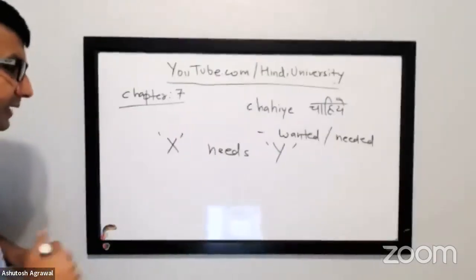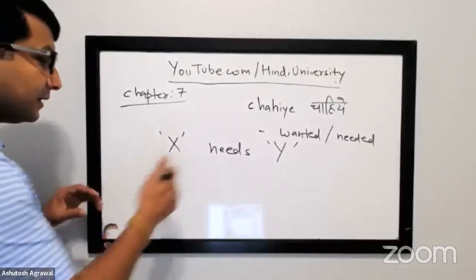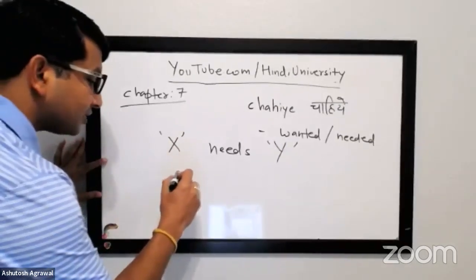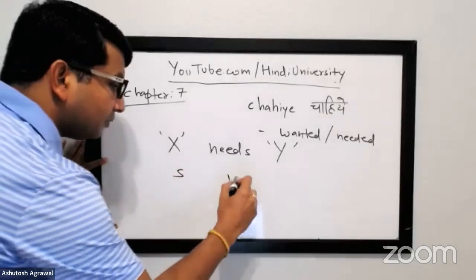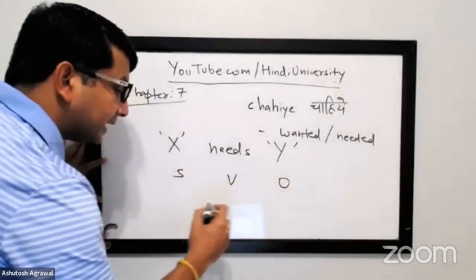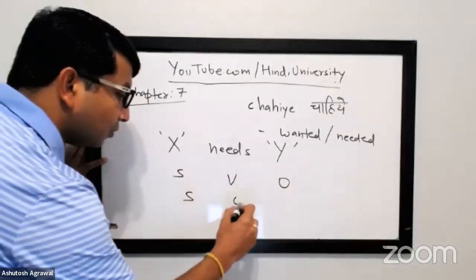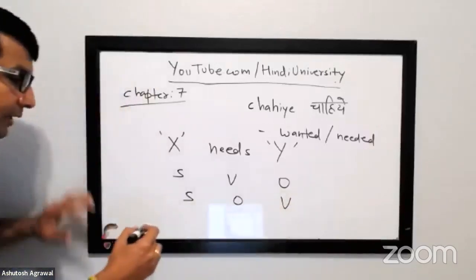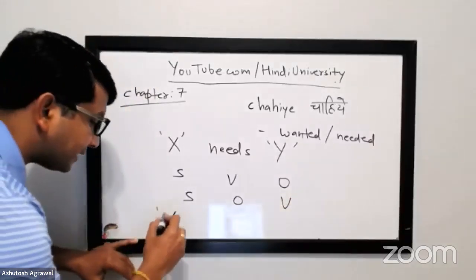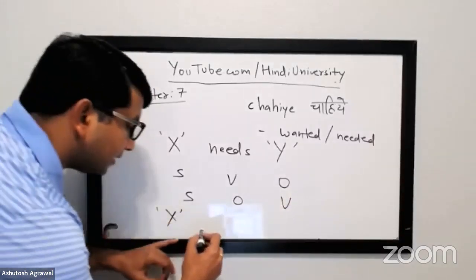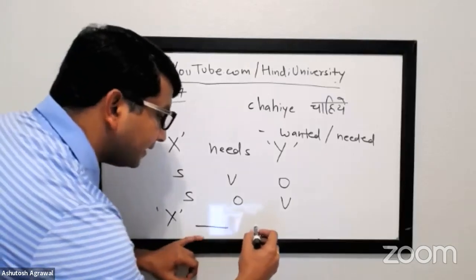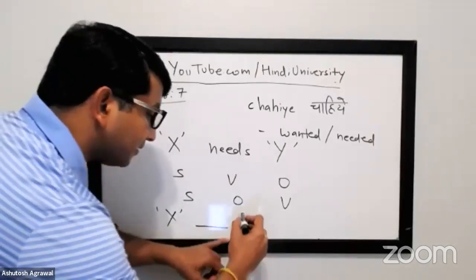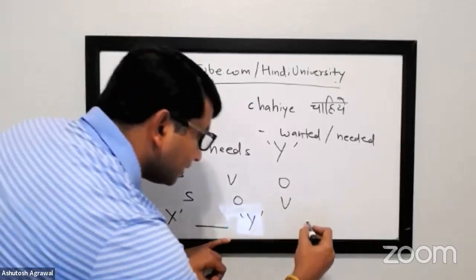you will translate this pattern in Hindi as, and again, as you know, this is in English subject, verb and object. In Hindi, it's SOV. Okay, so you will write it as X, okay, and then object Y chahiye.